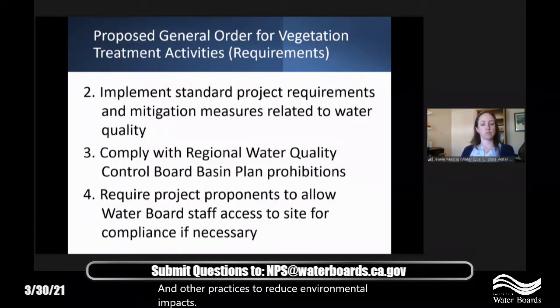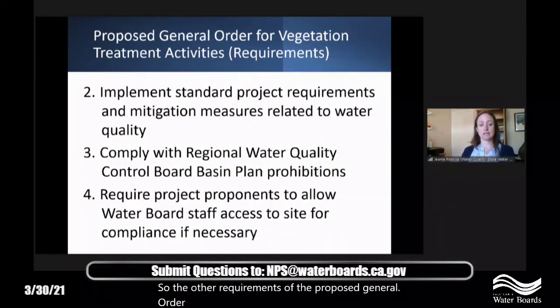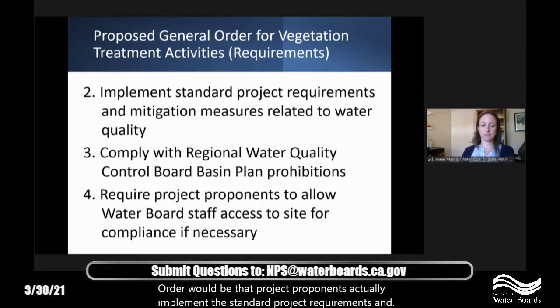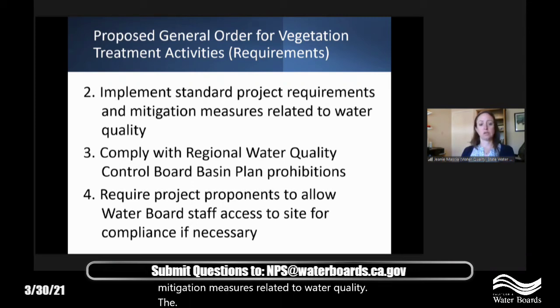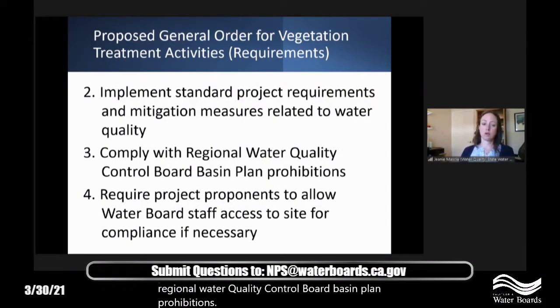So the other requirements of the proposed general order would be that project proponents actually implement the standard project requirements and mitigation measures related to water quality. The order would also require that project proponents comply with regional water quality control board basin plan prohibitions. And then it would also require project proponents to allow water board staff access to the site for compliance if necessary. It's not expected that the water boards will do many inspections, and inspections will likely be in response to complaints of impacts to water quality.